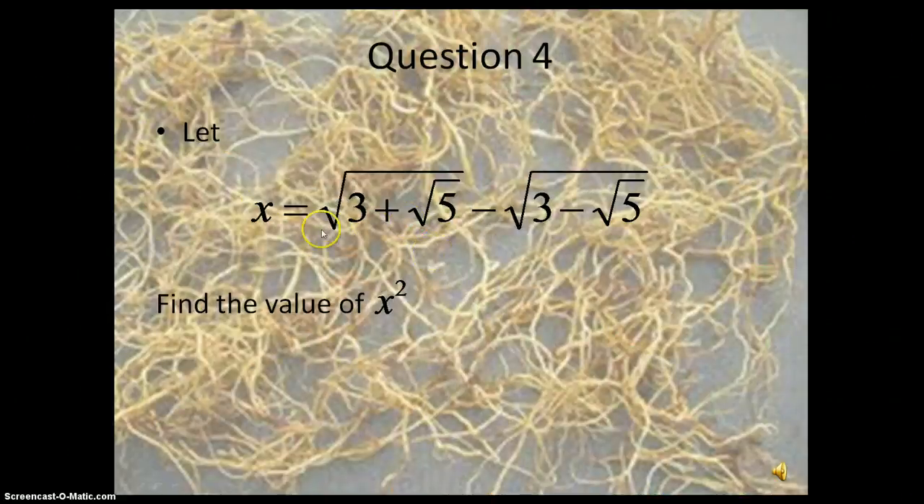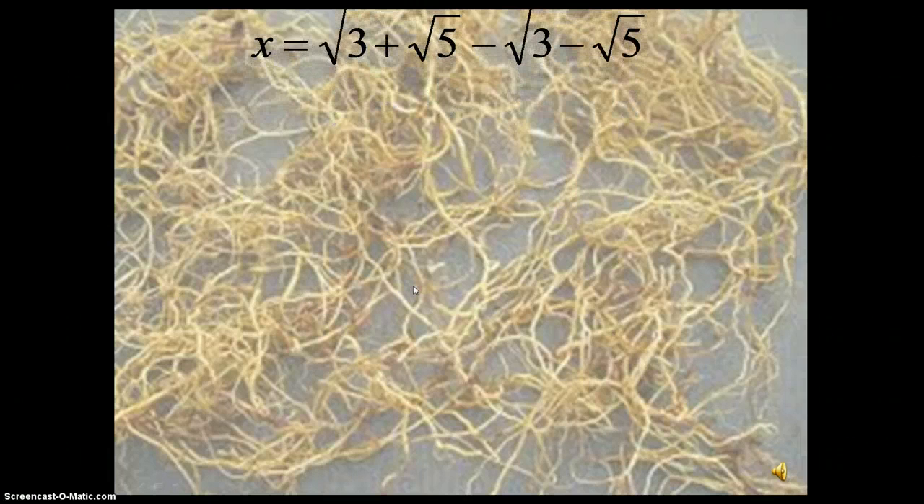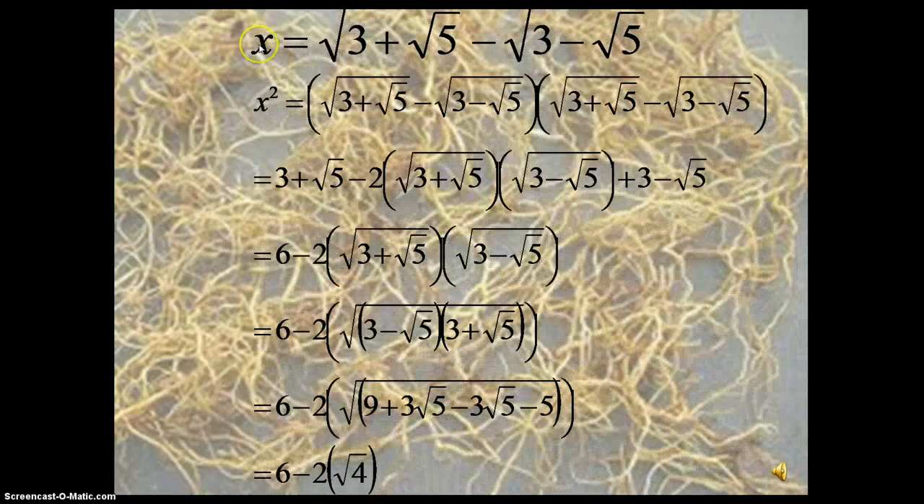Right, question 4. x equals the root of 3 plus root 5 minus the root of 3 minus root 5. Find the value of x squared. Right, so if we square each side, we've got x squared equals the original term times itself. If we times all that out, we're left with 3 plus root 5, because these two times together. And then the minus and the positive, we get 2 lots of those. So we've got minus 2 lots of these. And then the 2 minuses times together, we've got plus 3 minus root 5.